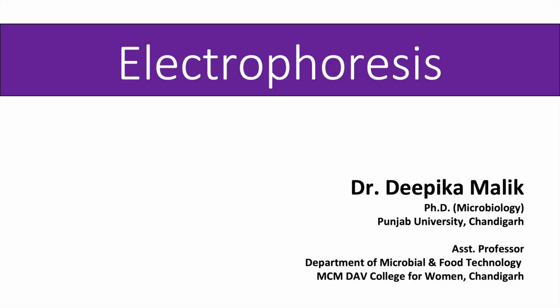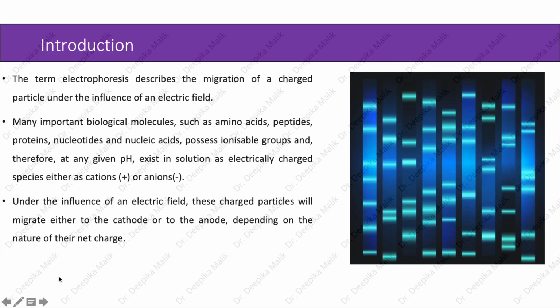Today we are here to discuss the topic electrophoresis. The term electrophoresis describes the migration of a charged particle under the influence of an electric field. Many important biological molecules such as amino acids, peptides, proteins, nucleotides and nucleic acids possess ionizable groups and therefore at any given pH exist in solution as electrically charged species, either as cations or anions. Under the influence of an electric field, these charged particles will migrate either to the cathode or to the anode depending on the nature of their net charge.